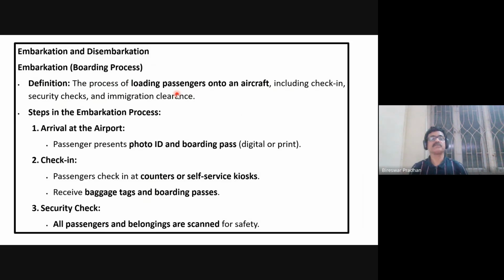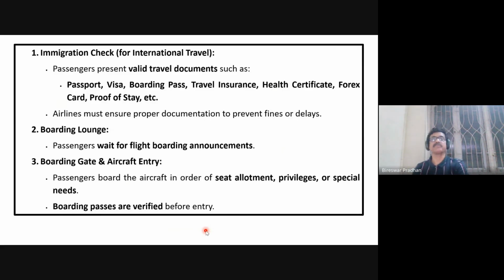Check-in, security check, and immigration are the steps in the embarkation process. Arrival at the airport: passengers present the photo ID card and boarding pass, digital or print. Check-in: passengers check in at the counter or self-service kiosks, baggage is checked and boarding passes issued. Security check: all passengers and belongings are scanned for safety. Now, immigration: a check for international travel.